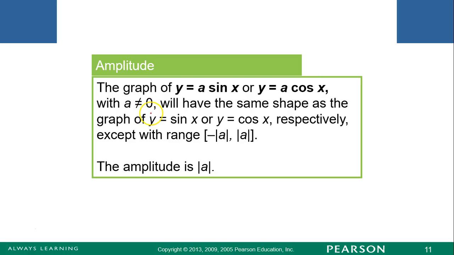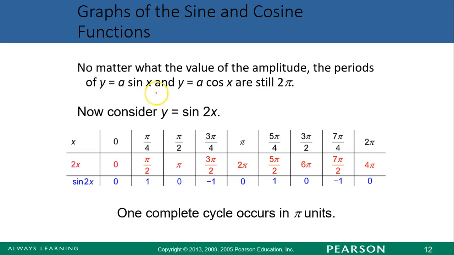And then again on amplitude, as I explained in the first example, whenever you have a times sine of x or a times cosine of x, your range is going to change to whatever that value of a is, just like this right here. Instead of our range for sine of x and cosine of x being -1 to 1, because our value of a is 1, it changes whenever this value of a changes. Okay, something else we need to point out about sine and cosine graphs: no matter what the value of the amplitude is, the periods of y equals a sine of x and y equals a cosine of x are still 2 pi.